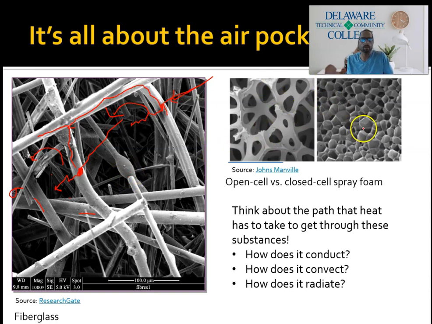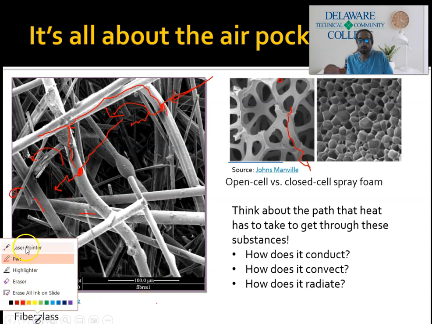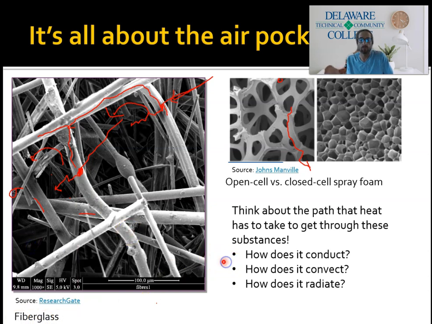And the same thing happens over here with a spray foam, right? So we have these air pockets, and for heat to go from this side to this side, it's going to have to go through, warm this up and go through this air pocket, warm that up, go through that air pocket, and so on. So it's all about the air pockets is the point, okay? All right, so that's a review of how insulation works.